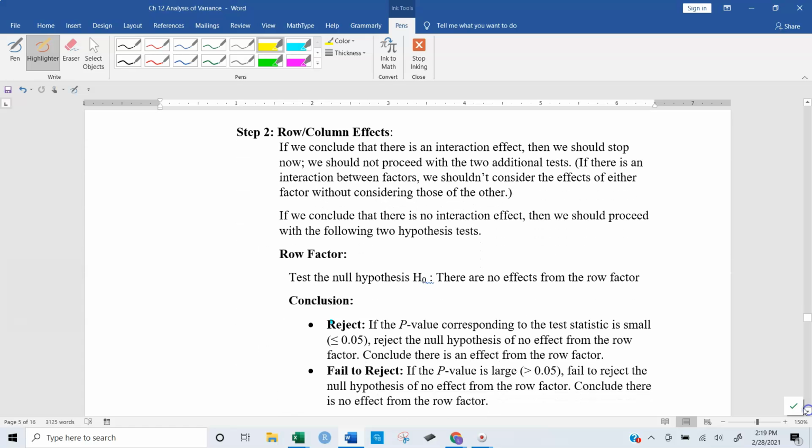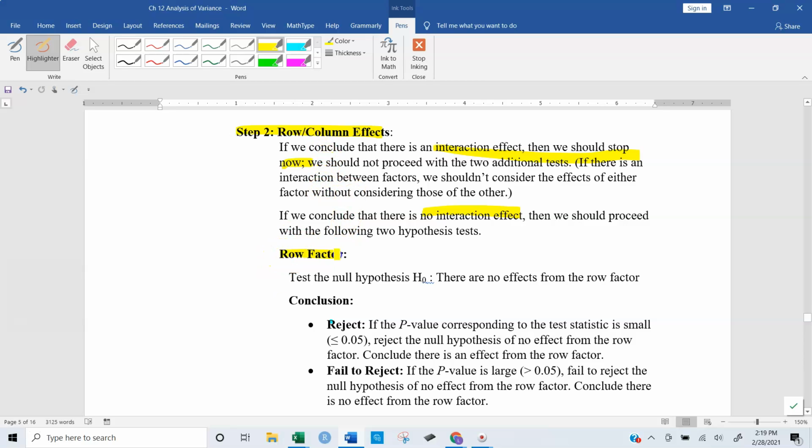Next, step 2, we're going to look at the row and the column effect. The same thing is going to be true. If we conclude that there's an interaction effect, then we should stop now. We should not proceed with the two additional tests. If there is an interaction between the factors, we shouldn't consider the factors themselves individually. If we conclude there is no interaction effect, then we should proceed. So this number 1 has to be true.